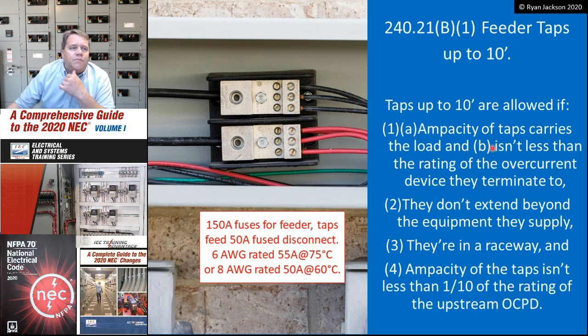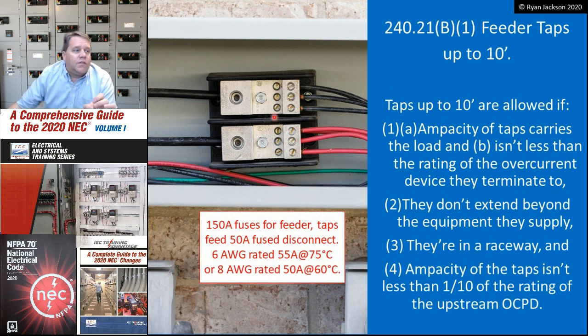Item B is really the crux of the rule. The ampacity of the taps is not less than the rating of the overcurrent device that they terminate to. That's the key. So I've got 150 amp fuses protecting 150 amp wire, and then I tap some conductors off of it. I've got some 50 amp fuse disconnects here: one 50 amp fuse disconnect and then another 50 amp fuse disconnect.